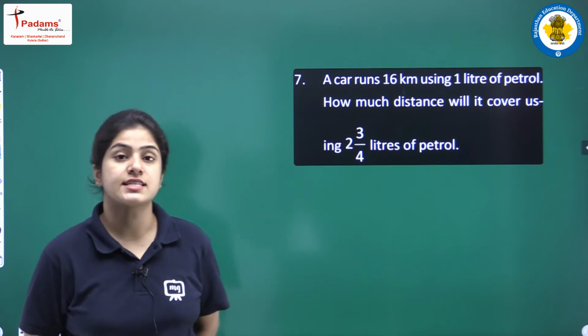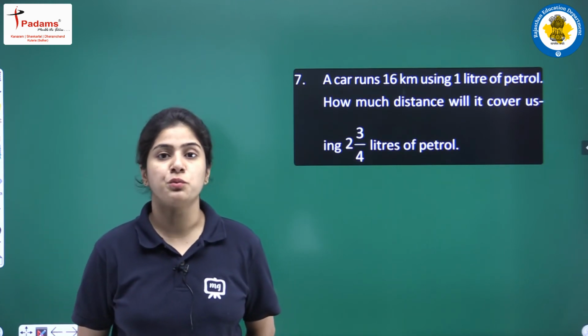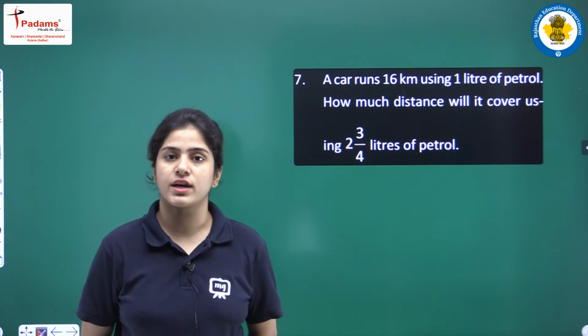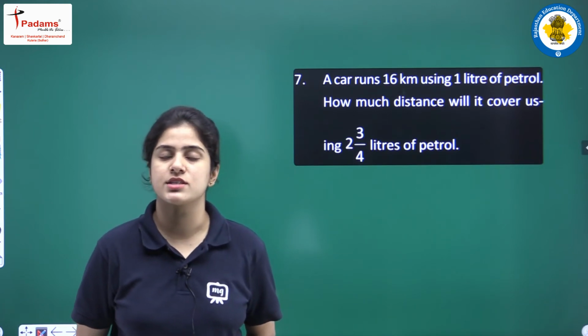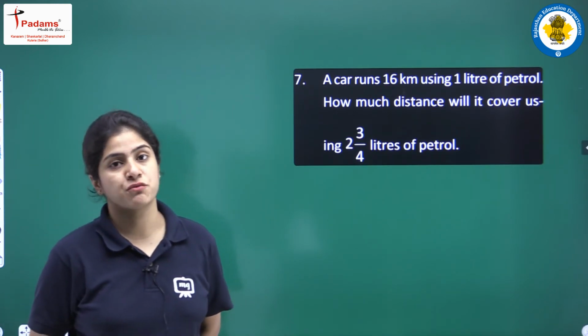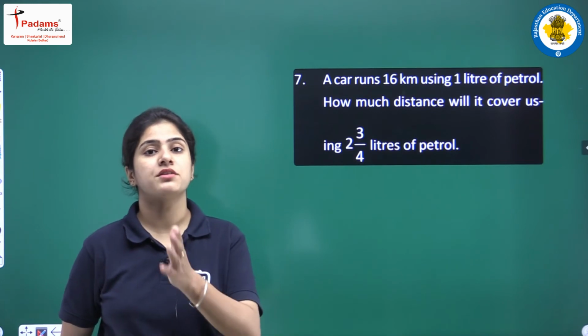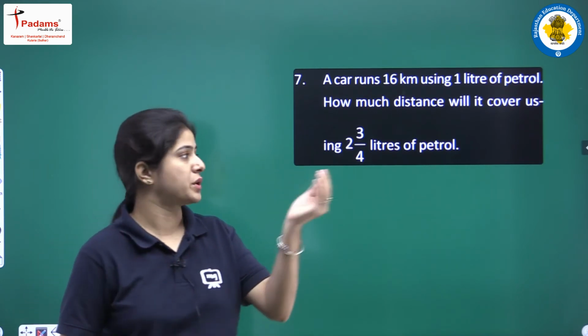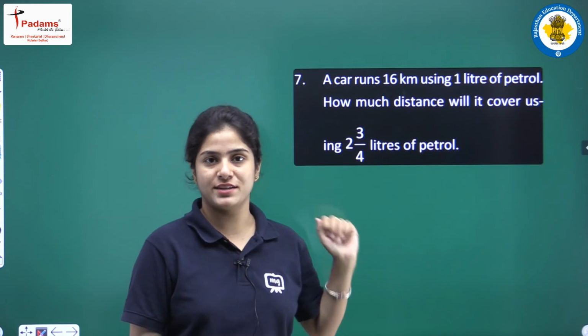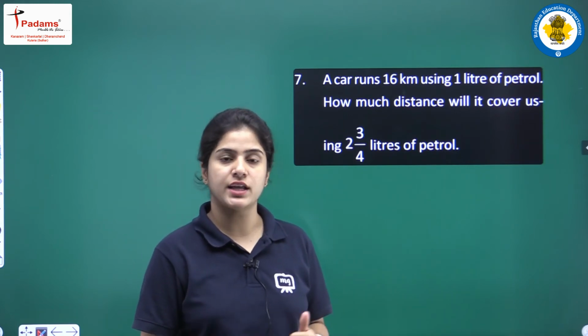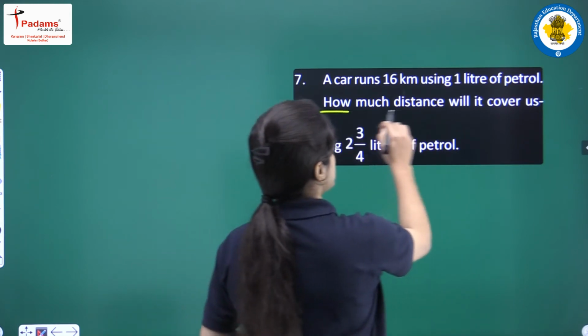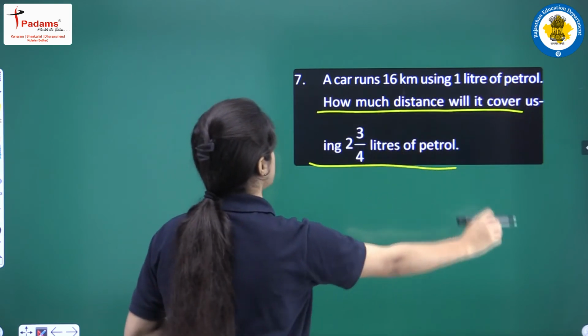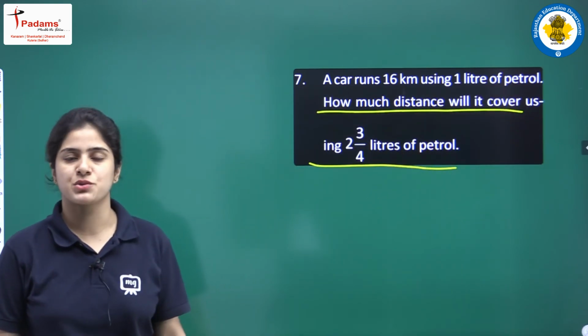This question says that if a car is running on 1 liter of petrol, then it runs 16 kilometers, alright students. Then you have to find out how many kilometers it will travel with 3 upon 4 liters of petrol, okay. So, we have to find out how much distance it will cover using 3 upon 4 liters of petrol, okay.